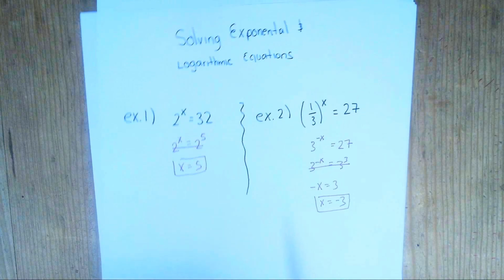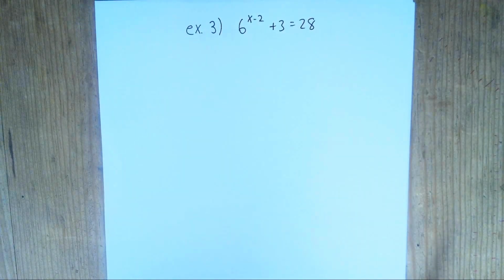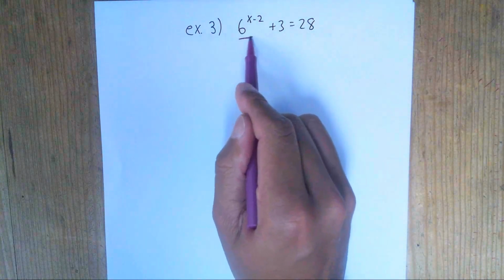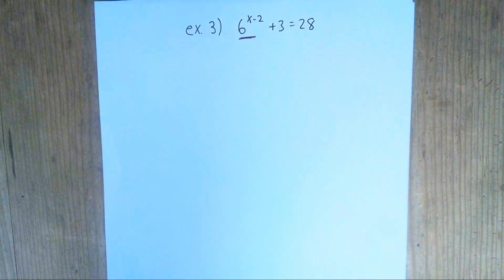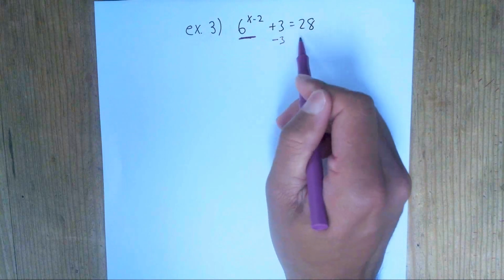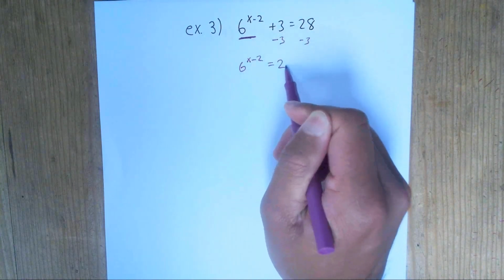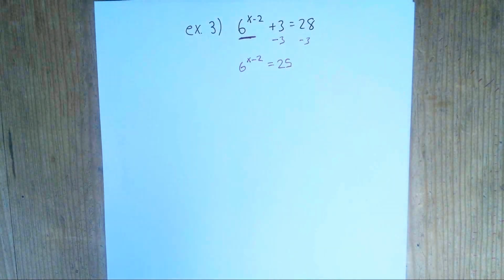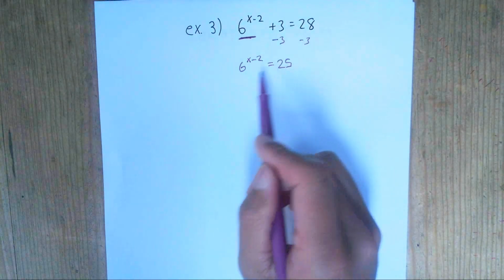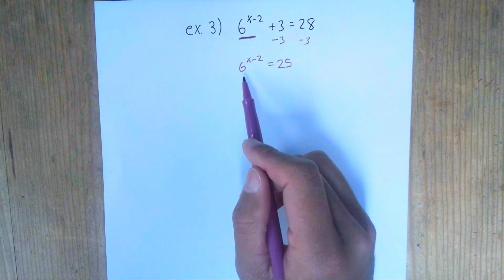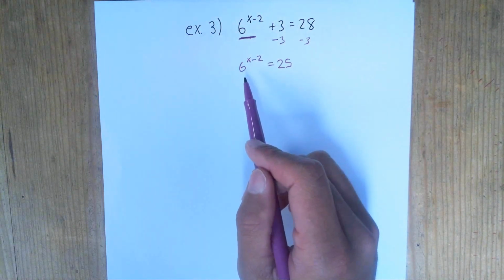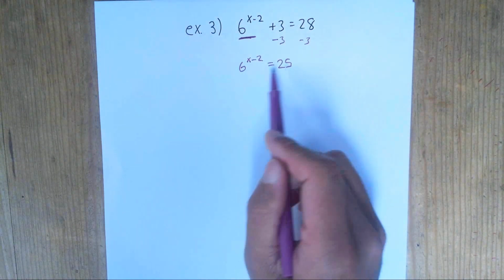Then we'll get to another problem. In this problem, you have 6 to the x minus 2 plus 3 equals 28. Same exact thing. It's an exponential equation. How do I know? x is in the exponent. I need to get this by itself. You always try to get the exponential expression by itself, so I'm going to subtract 3. That gives me 6 to the x minus 2 is equal to 25. Then I ask myself, what number can I break 25 down to make it look like 6? There actually isn't a number that I can do that.